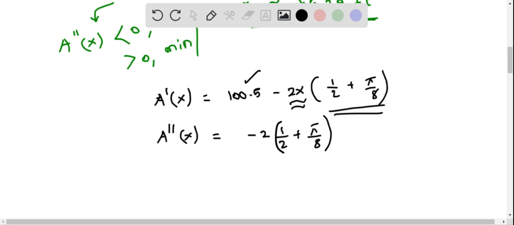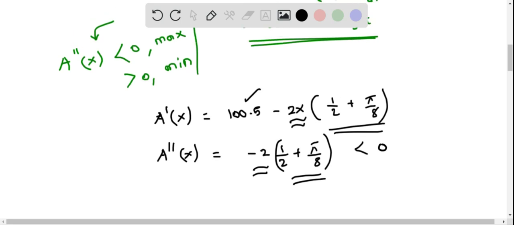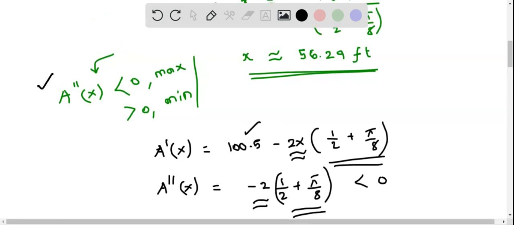This is definitely less than 0 because we have a factor negative 2, and the sum of two positive quantities is going to be positive. So negative quantity times positive quantity is always going to be a negative quantity, or less than 0. So it satisfies this condition, that is, the second derivative at the critical point is less than 0, which means that at this critical point the area is maximum. So we have verified this area is maximum at this point, that is at x equals approximately 56.29 feet.